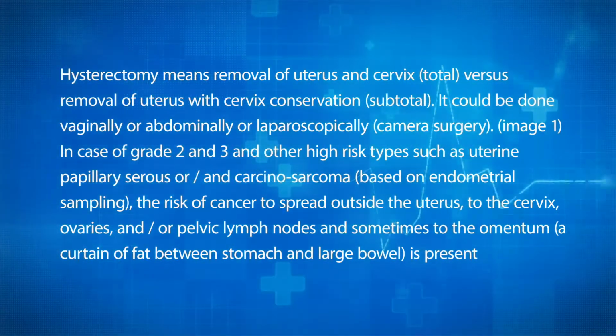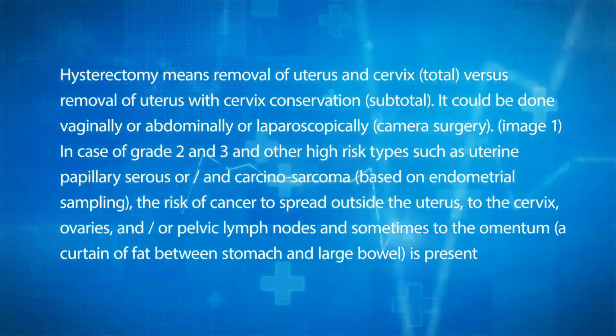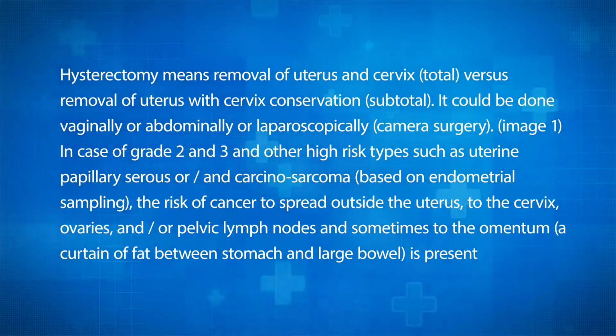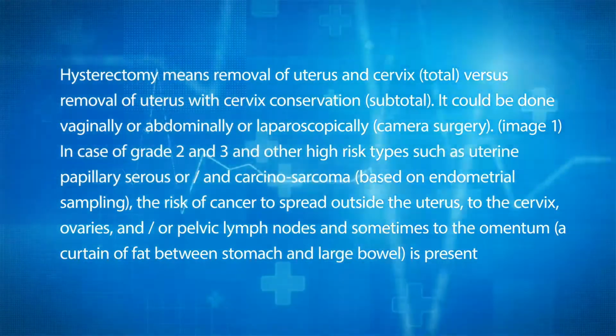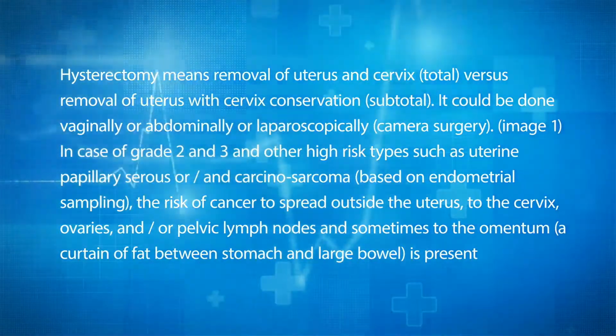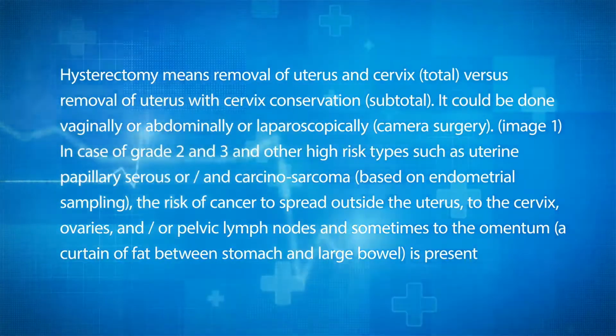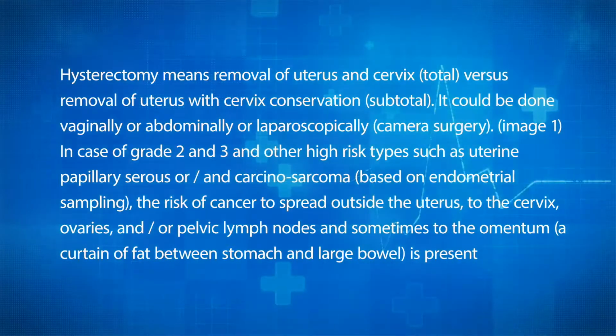In the case of grade 2 and 3 and other high-risk types, such as uterine papillary serous carcinoma or carcinosarcoma, which is based on an endometrial sampling, the risk of cancer to spread outside the uterus to the cervix, ovaries, and/or pelvic lymph nodes, and sometimes to the omentum, which is a curtain of fat between the stomach and large bowel, is present.